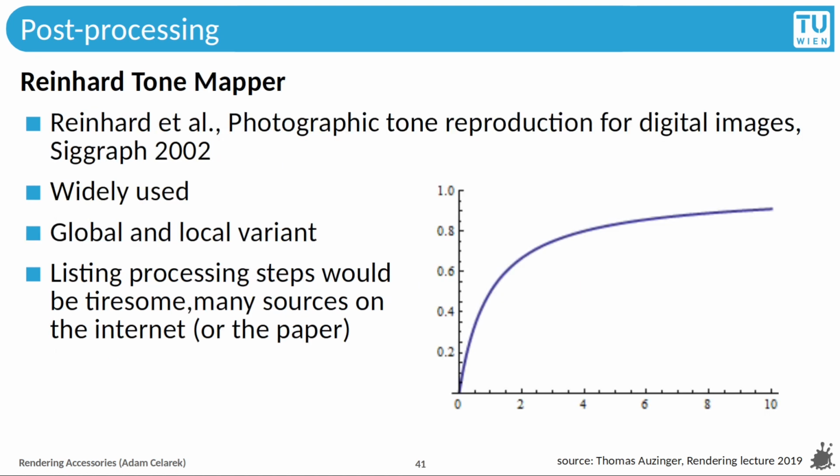The Reinhard tone mapper is widely used and there is a global and local variant. We will not cover the processing steps, it would be tedious and you would have to look them up when you implement it anyway. Refer to the paper. The goal of that process is to find a transfer function, like shown here. The exact shape of that function depends on the whole image in case of the global variant and on the local neighborhood in the case of the local variant. The shape is somewhat similar to a logarithm, hence logarithms are also usable.